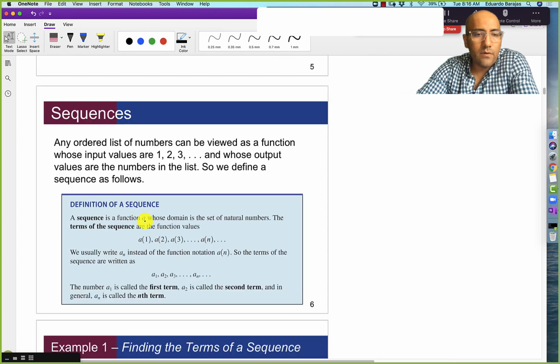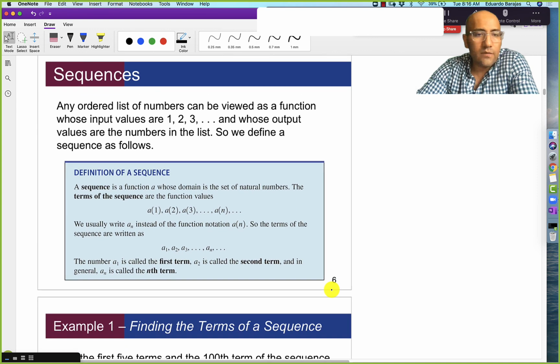Okay. So here's some more descriptions on it. So any ordered list of numbers can be viewed as a function whose input values are 1, 2, 3, and whose output values are the numbers on the list. So we define a sequence as follows. A sequence is a function A whose domain is the set of natural numbers. The terms of the sequence are the function values A1. So this looks a little weird, right? We're used to using the letter F as a function, but here they're using the letter A as a function. So it might look a little weird that way.